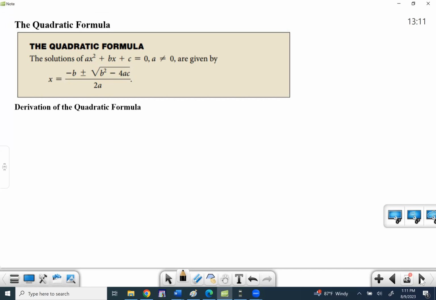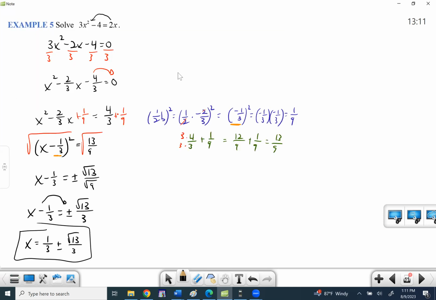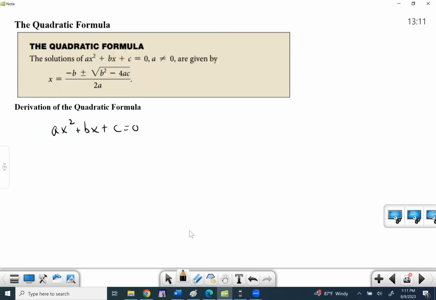So somebody got sick of completing the square, and you can see why. It's a very long process, okay? And they said, you know what? I'm just going to write down a generic quadratic. I'm going to leave variables where the coefficients would be. So I'm going to leave A, B, and C in it. And then I can put in whatever A, B, and C I feel like, you know, like for the last example, right? 3 would be the A, -2 would be the B, and -4 would be the C, okay? We're just going to leave them abstract like this and do all the math here.